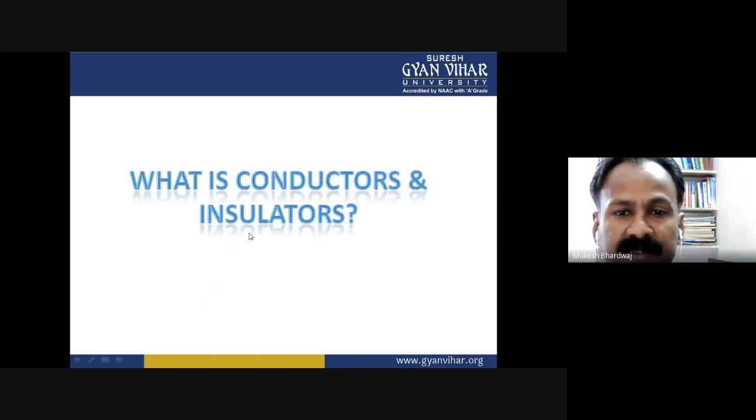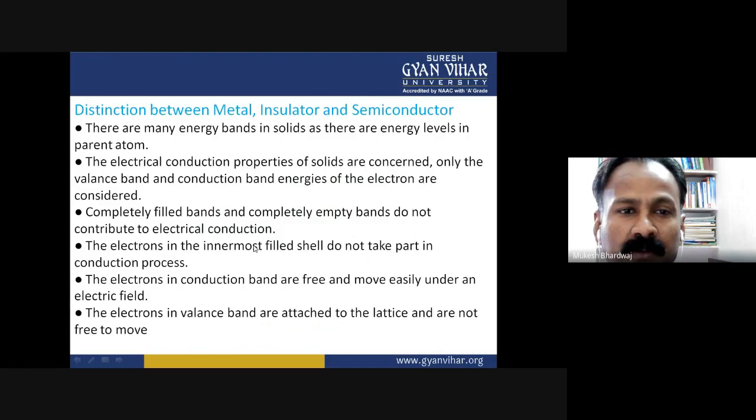Conductors. What are conductors and insulators? Distinction between metals, insulators and semiconductors. There are as many energy bands in a solid as there are energy levels in the parent atom. As far as the electrical conduction properties of solids are concerned, only the valence band and the conduction band energies of the electron are considered.